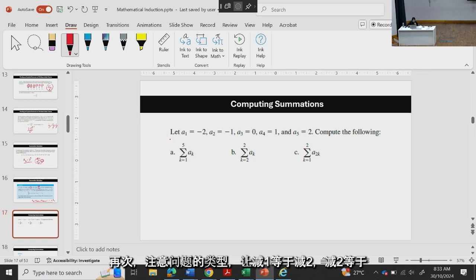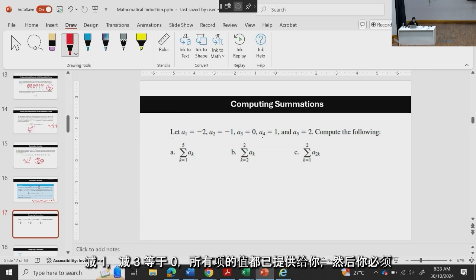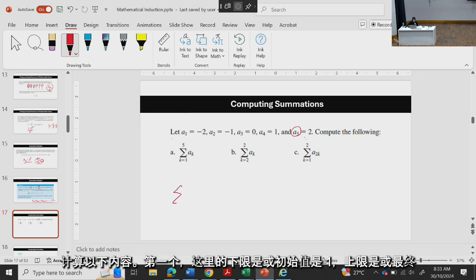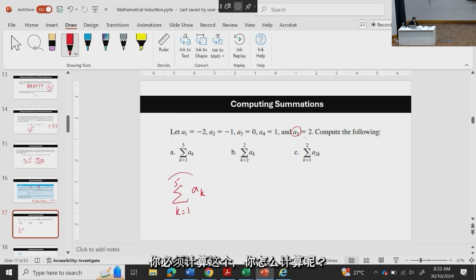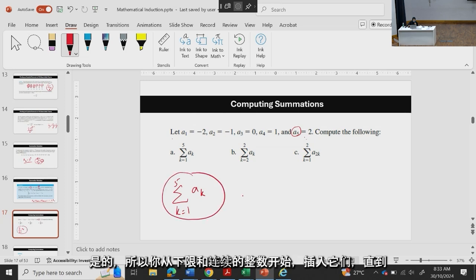Now again, pay attention to the type of questions. Let a sub 1 equal minus 2, a sub 2 equal minus 1, a sub 3 equal 0. All the values for the terms are given to you, and then you have to compute the following. First one: the lower limit, or initial value, is 1, the upper limit, or final value, is 5, and the expression is a of k. Now you have to compute this. How will you compute it?